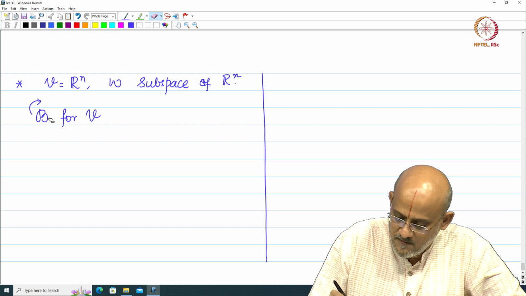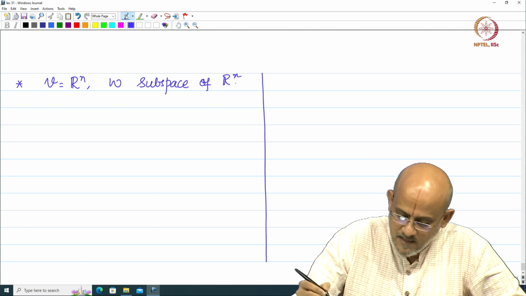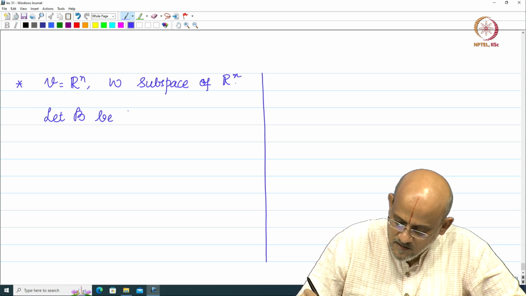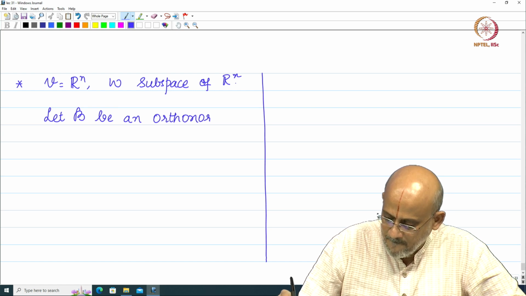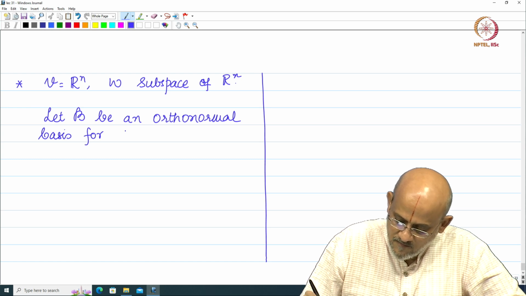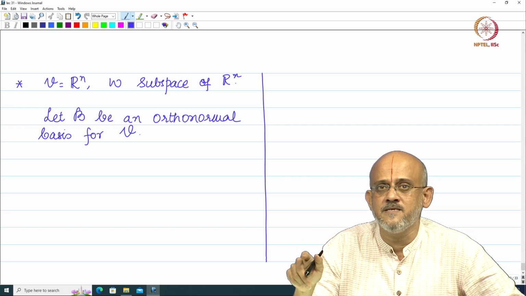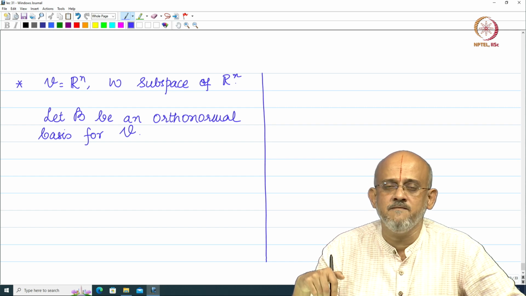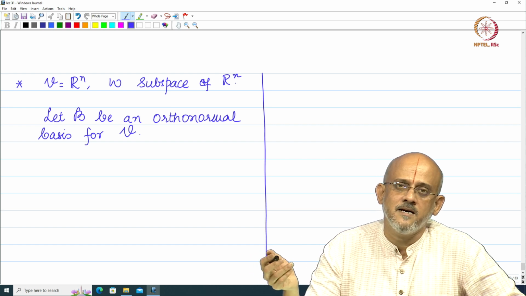So let us write an orthonormal basis for V. We have already seen what it is to say orthonormal vectors. So let B be an orthonormal basis for V. Now V is Rn. We already know that the number of elements in the basis corresponds to the dimension of the vector space, and since V is Rn, the basis for V must therefore contain n linearly independent vectors. Here we are looking at orthonormal vectors, so we need n orthonormal vectors.